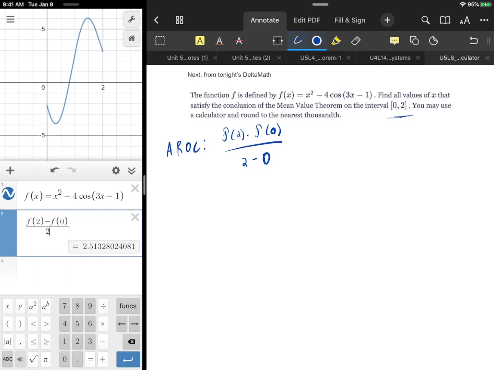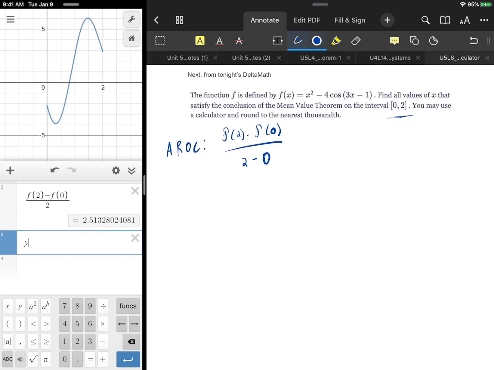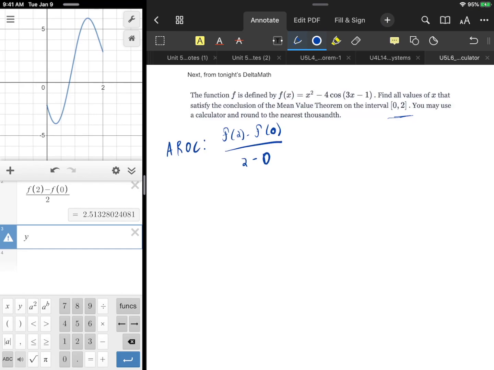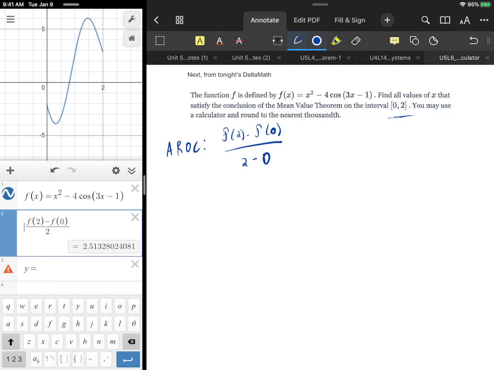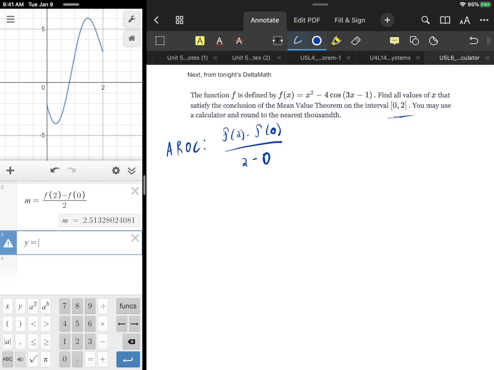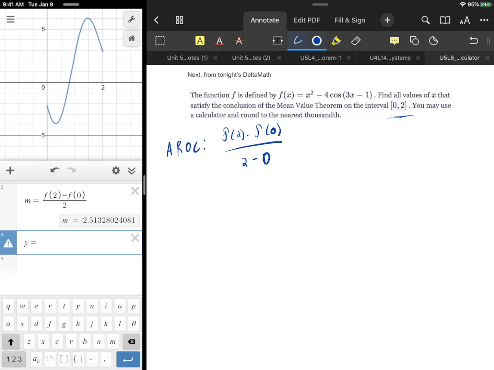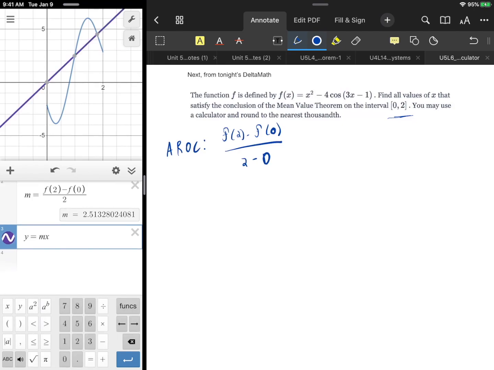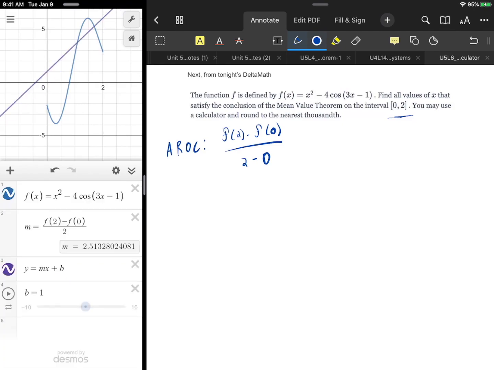Let's see what happens when we graph this, just to make sure. This is not strictly necessary, but let's graph this. Y equals, we'll call that M. Technically, I could just write that average rate of change down, but I want to see visually what this looks like. So there's my slope. Y equals mx plus b. Just to make sure. Okay, yep, that's right. So there's your average rate of change, or the secant line slope. Your average rate of change is about 2.5.